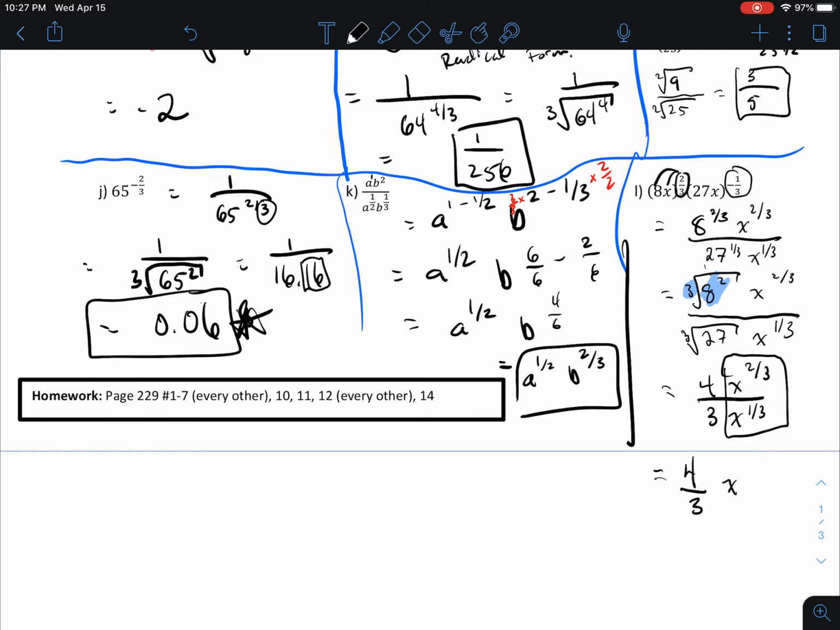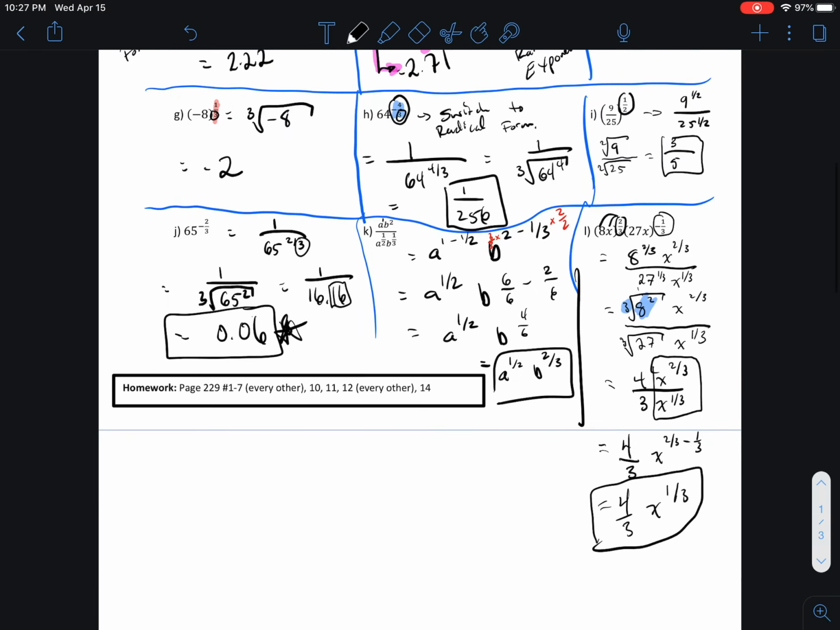And then you've got to do the exponent law, quotient law, on that. So it's going to be x to the 2/3 minus 1/3, which is going to be 4/3 x to the 1/3. Okay.